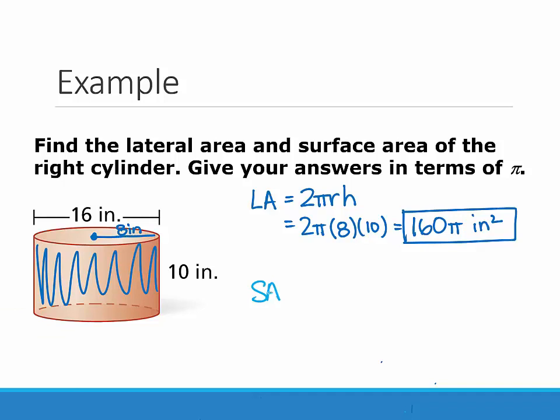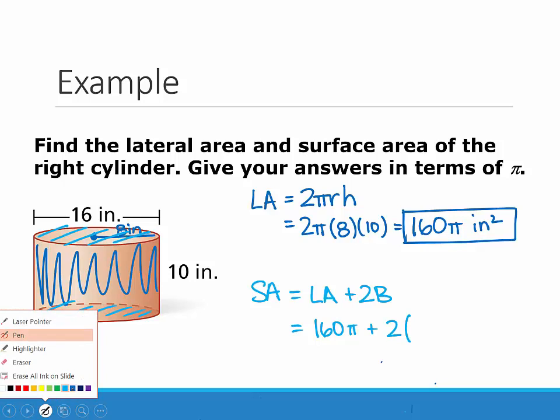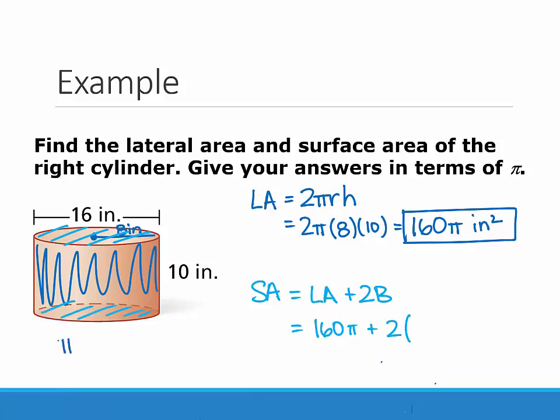So that's the outside. That would be like this rectangle if we could lay that flat. The next thing we've got to find is the surface area. Remember, that has to include the top and the bottom. So surface area is lateral area plus 2 of your bases. We just found the lateral area, and then we've got to multiply 2 times our base.